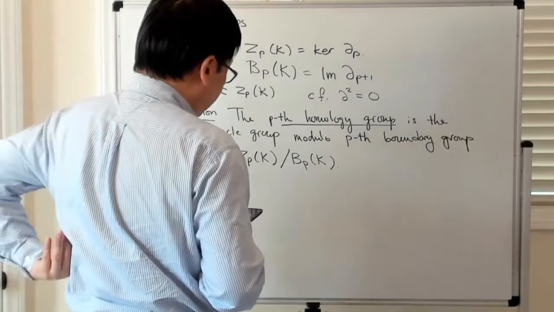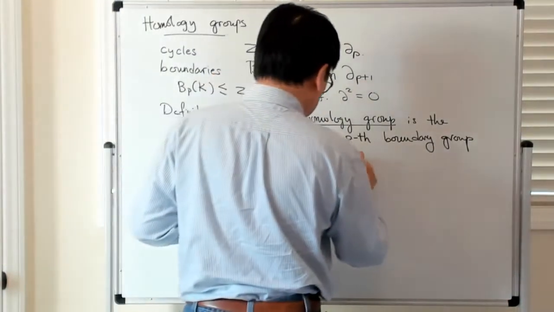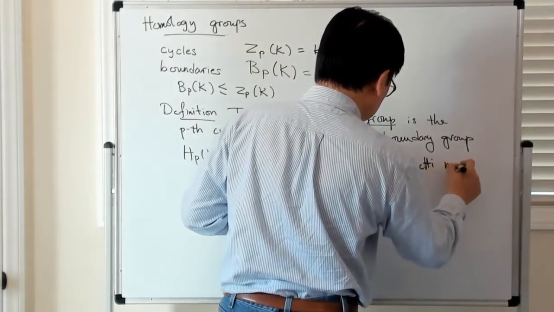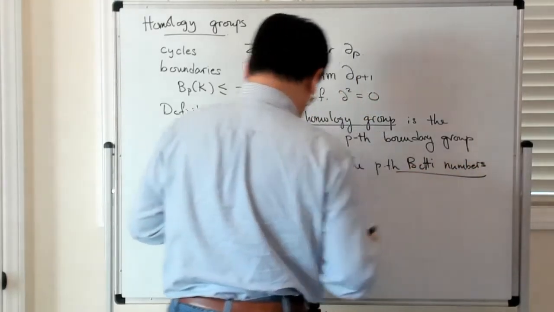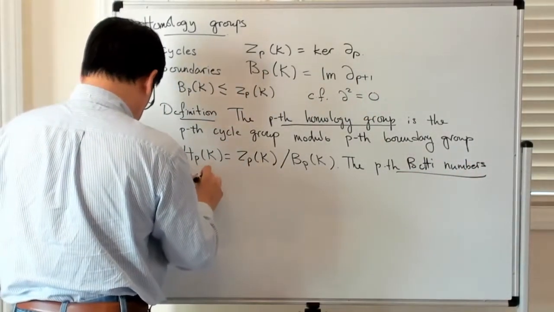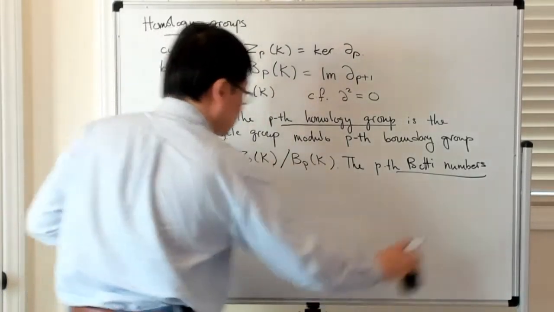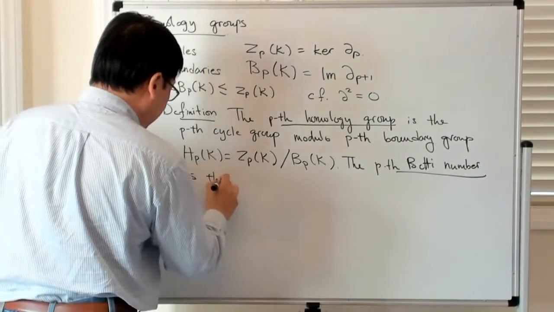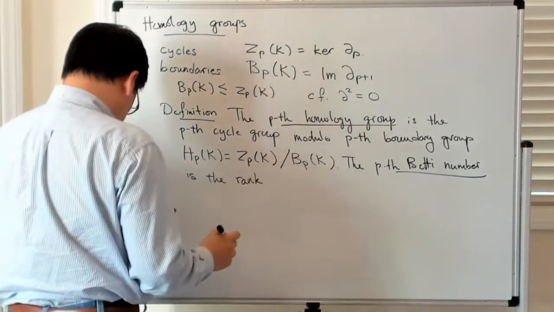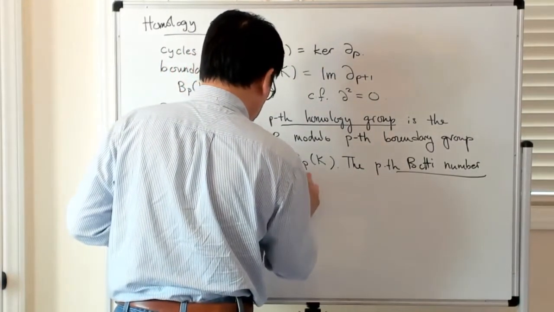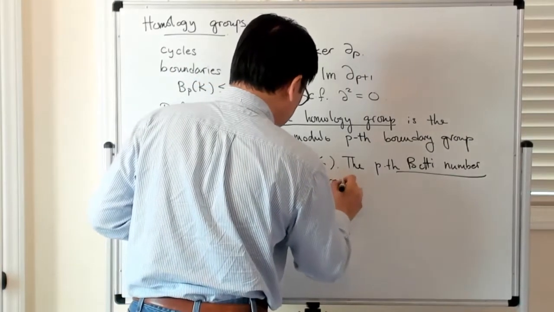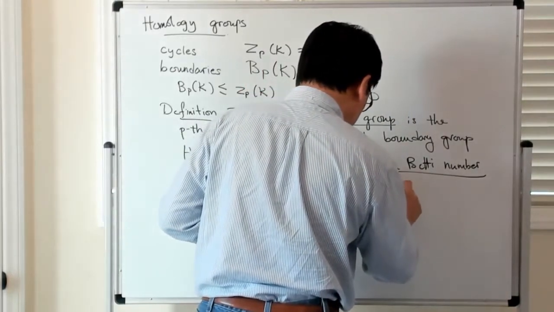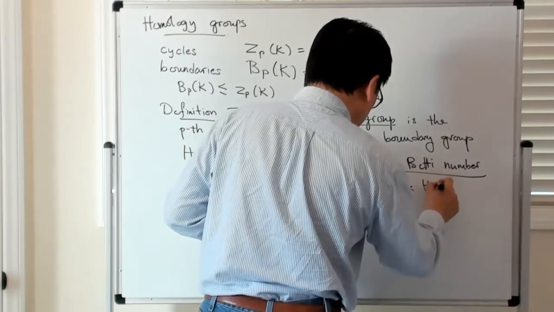And then there are what are called Betti numbers. The P Betti number is just the rank of these groups. Well, the P Betti number is the rank of the P homology group, and that's denoted beta. Beta P is the rank of H_P.